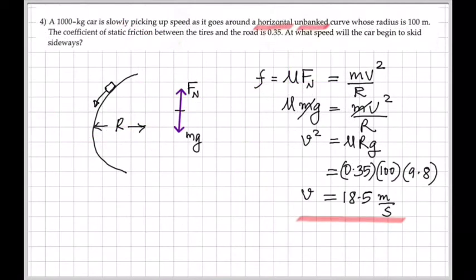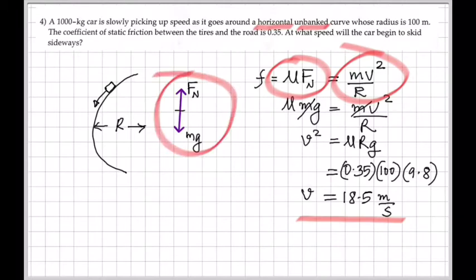You can only do what I did if it's a horizontal unbanked curve. Did you all hear that? Horizontal unbanked. So we know friction is equal to the centripetal force. And to get friction, you have to have Fn equal to mg. That's all you have to do.